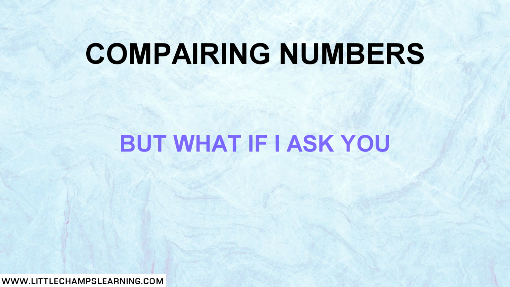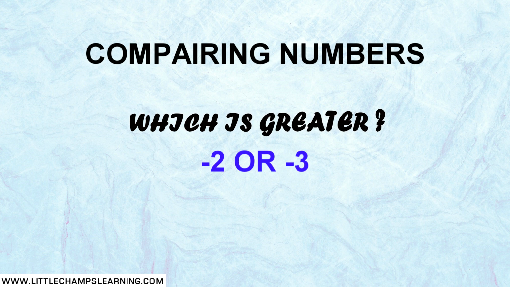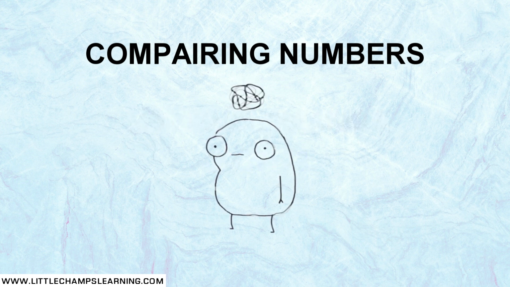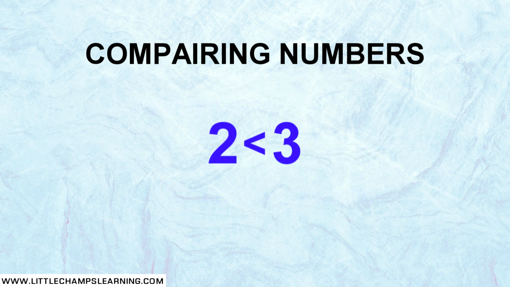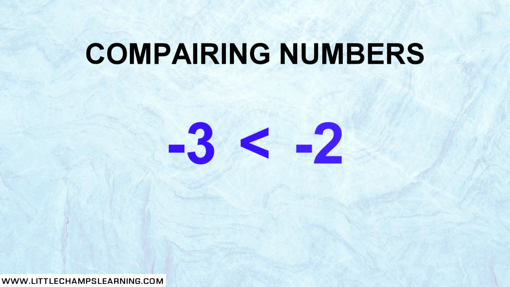But what if I ask you which is greater, -2 or -3? This is where negative numbers can be a little tricky, especially if this is your first time learning about them. Because you are so used to thinking 3 is bigger than 2, it is difficult to understand that it is not the case anymore with negative numbers. -3 is actually smaller than -2.